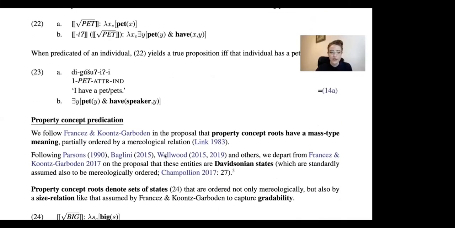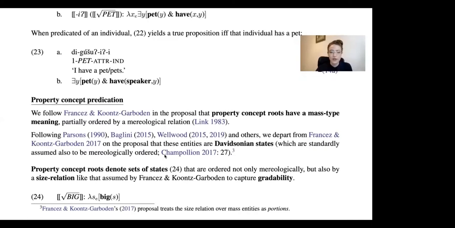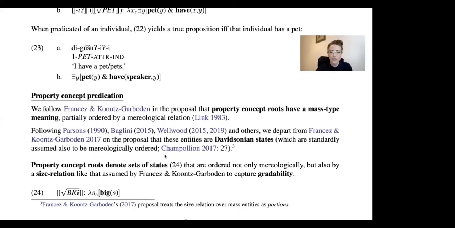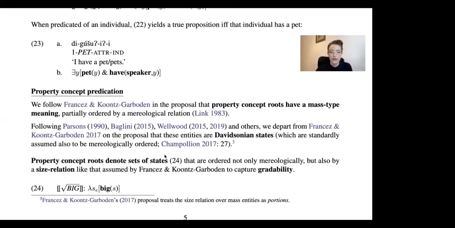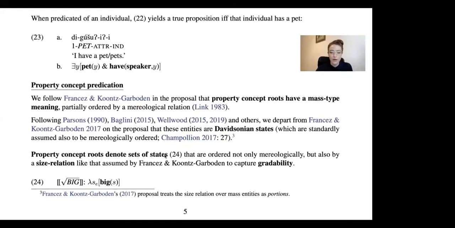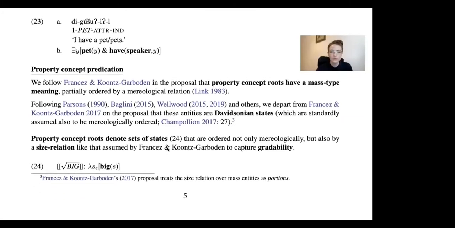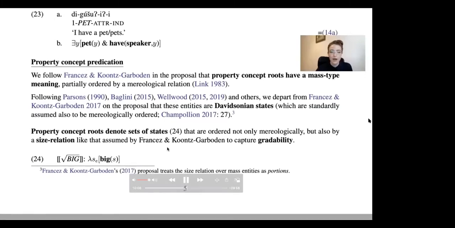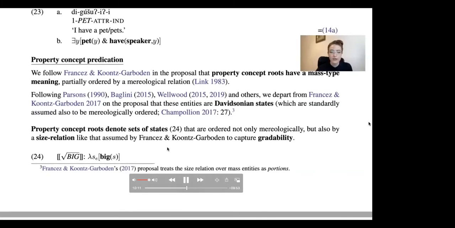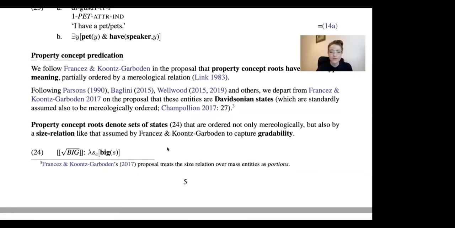Property concept predication works very similarly to the case of ordinary possession. And here we follow Francez and Koontz-Garboden in the proposal that property concept roots have a mass type meaning, partially ordered by a mereological relation. Additionally, following Parsons, Bigelow, Wellwood, and others, we depart from Francez and Koontz-Garboden and assume that these entities are Davidsonian states, which are standardly also assumed to be mereologically ordered. So what this means is that property concept roots denote sets of states, which are ordered not only mereologically, but also by a size relation, like what Francez and Koontz-Garboden assume in order to capture gradability effects.